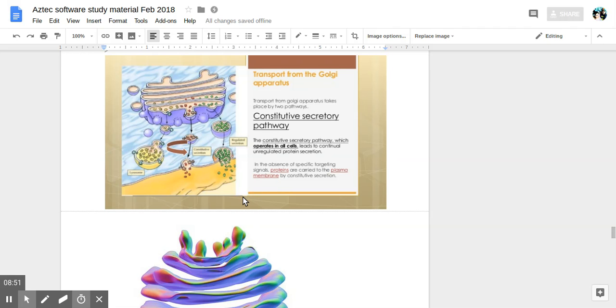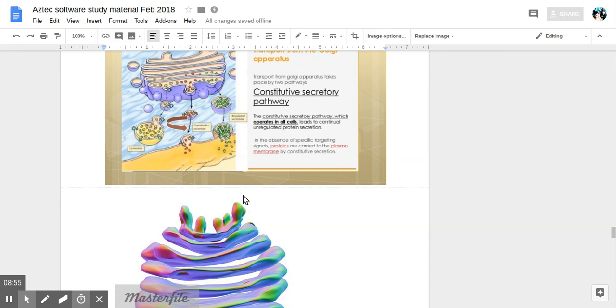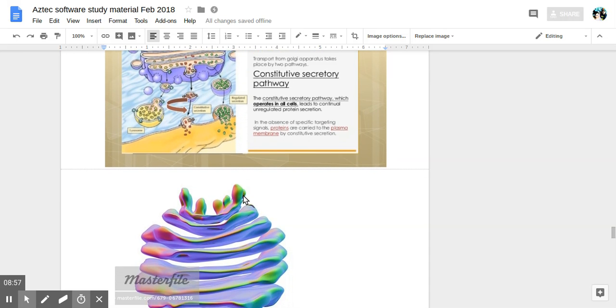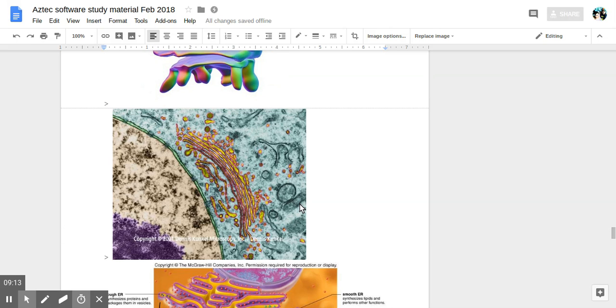So mostly if they have specific markers, this is what determines whether they're going to various organelles within the cell or to be excreted via the outer membrane. This is the Golgi again, 3D, very nice. The stacks.